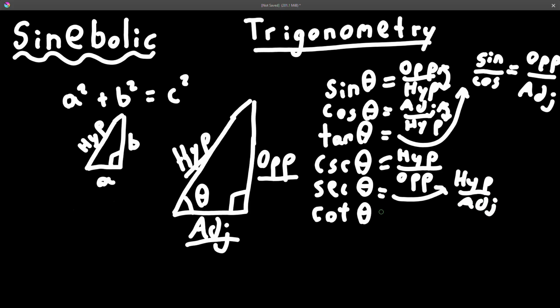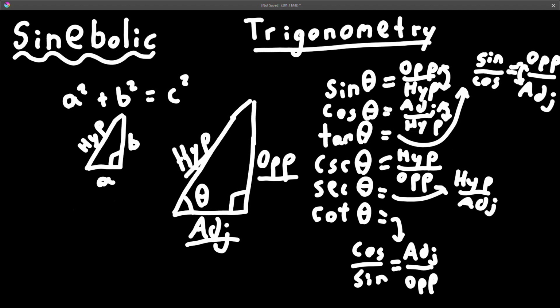Now we've got cotangent. And this one is the flipped version of tangent. Or another way to write it is cosine over sine, because the hypotenuses cancel out. It's adjacent over opposite. For now, finding out the trigonometric functions is all that matters, except for one more thing.